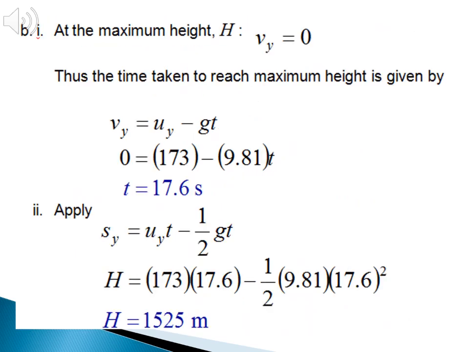For maximum height, we know that Vy is equal to 0. Hence, the time taken to reach the maximum height must be t equals 17.6 seconds. After that, apply the answer into the formula s equals ut minus half gt² to get the max height. The answer will be 1,525 meters.